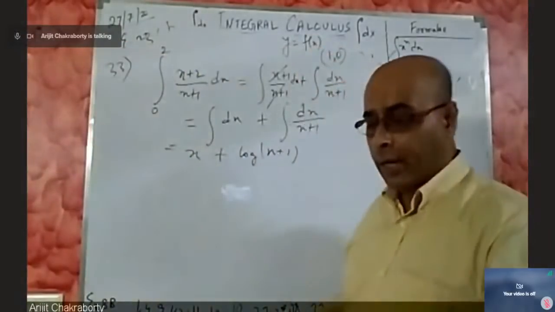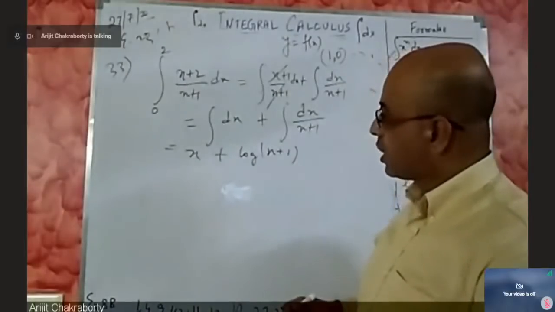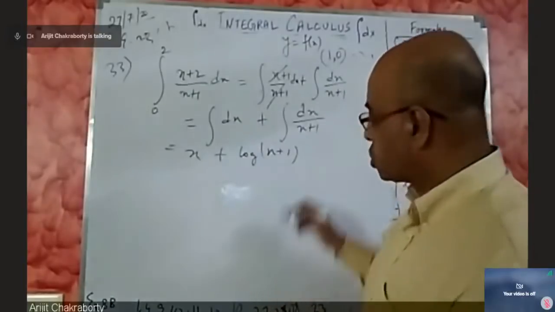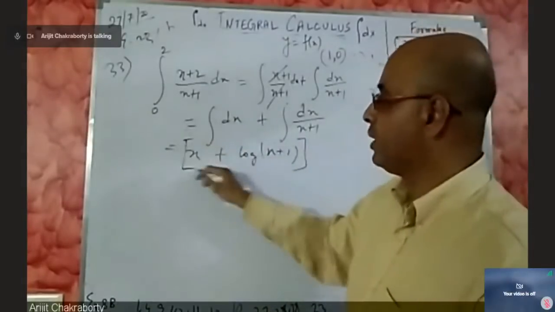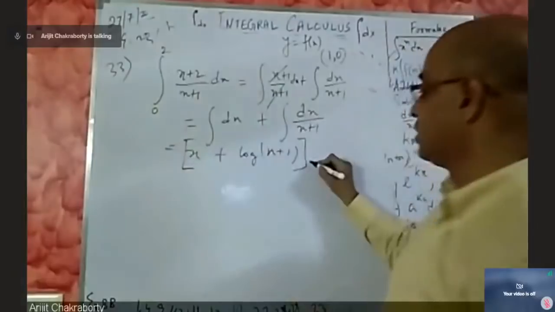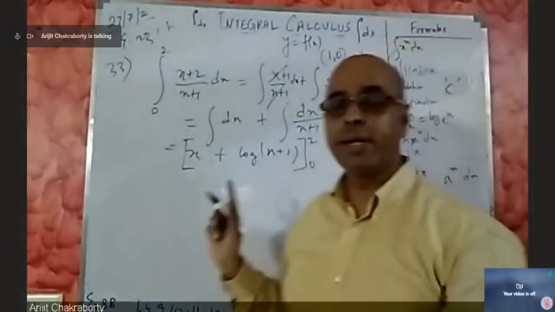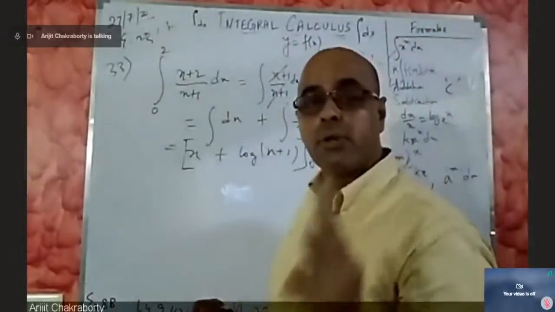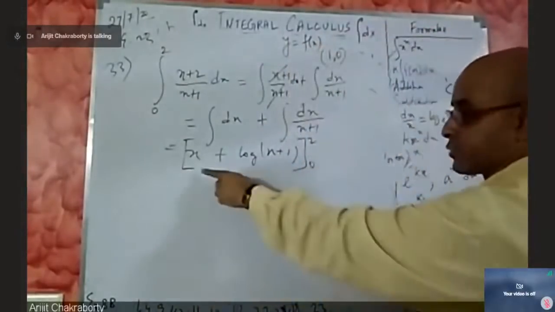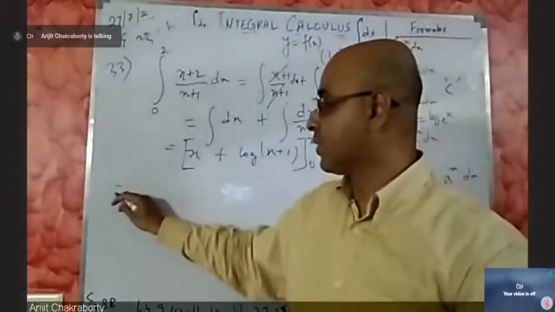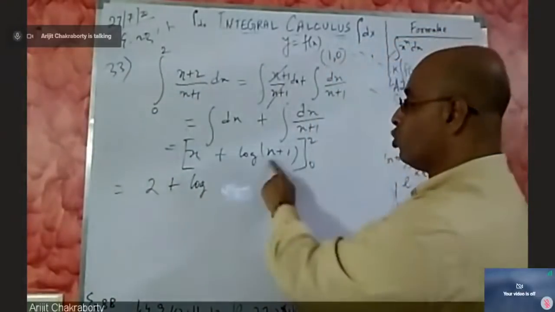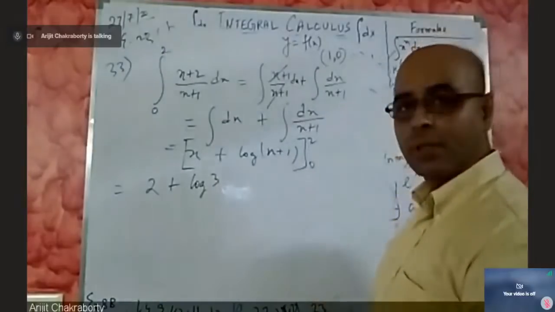Now the question is, the limits are given 0 and 2. So I have to find this between 0 and 2. First let me take x equal to 2 and see what happens. So I will put x equal to 2 in this expression. What I am getting is very simple: 2 plus log 2 plus 1, that is 3.